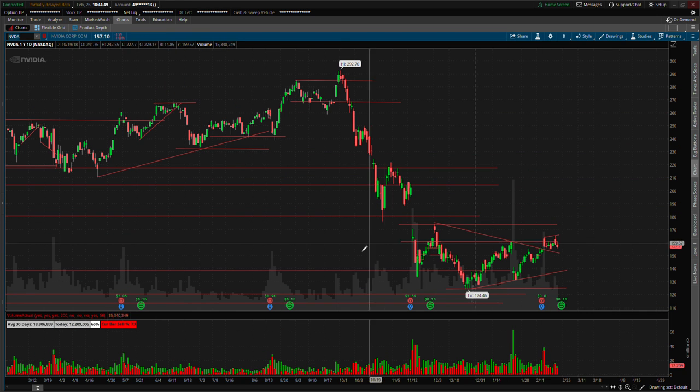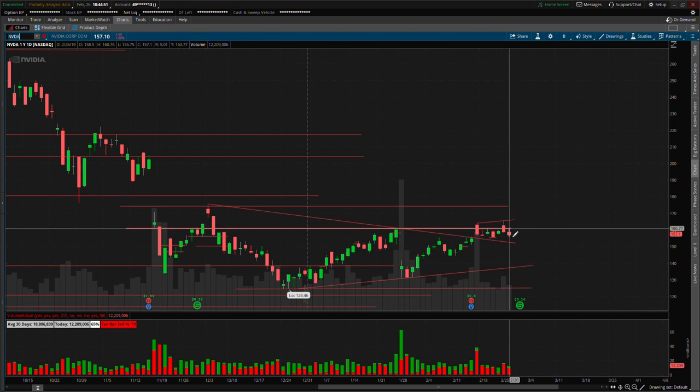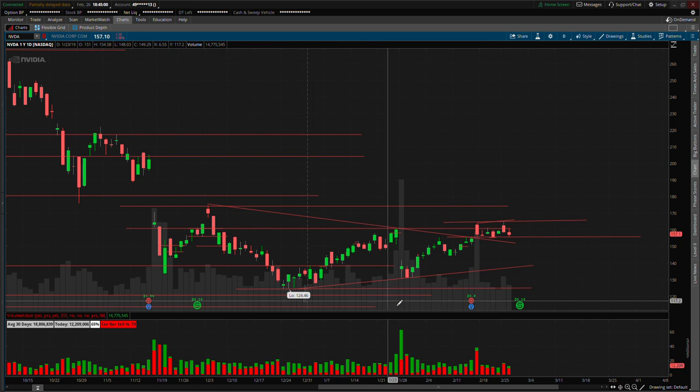NVIDIA here, again, we've been finding some support here on this trend line. We're really finding some consolidation here at around 155.78 and a high of around 164. So this is going to be our zone that we're watching out for. If we can break below this zone, then we'll look to target lower, maybe eventually 130, 140.